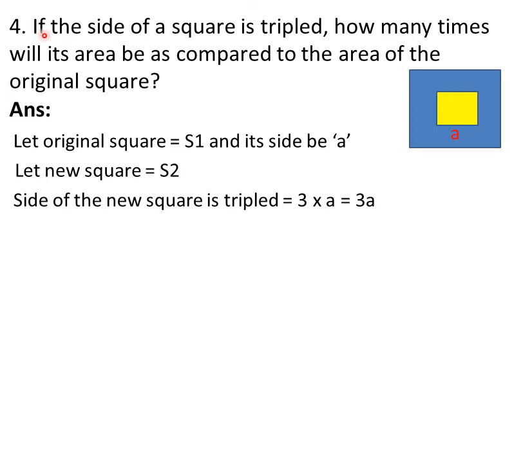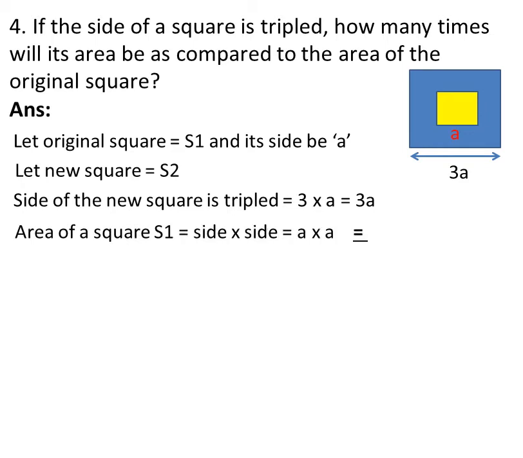What is it given? If the side is tripled, that means multiplied by 3, okay? So the side of the new square is tripled, that means what was it before? A we have assumed, so tripled means multiply by 3, so you get 3A and just write it here in the diagram. Now what do we have to do? We have to compare both the areas. See what they've asked, how many times will its area be as compared to the area of the original square? So we will find out the areas of both squares.